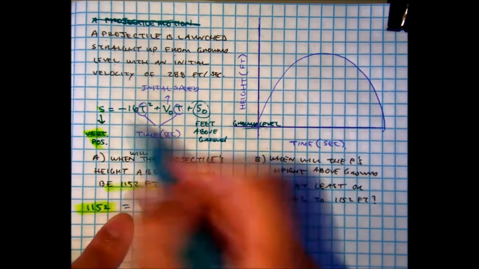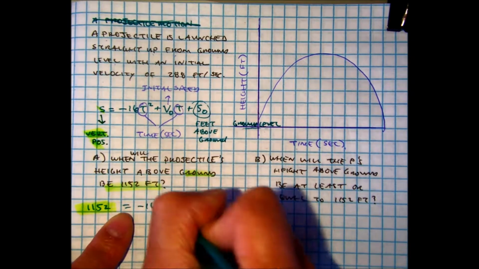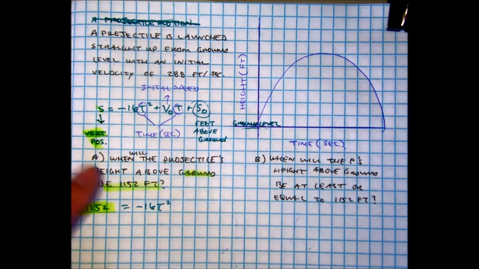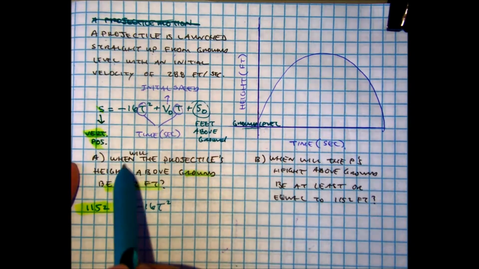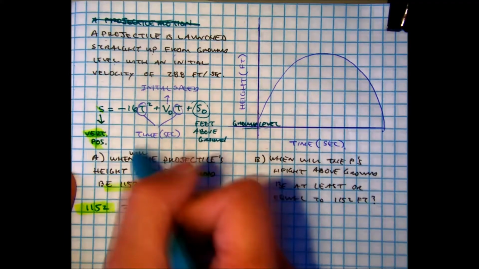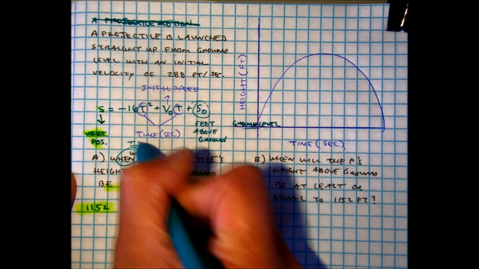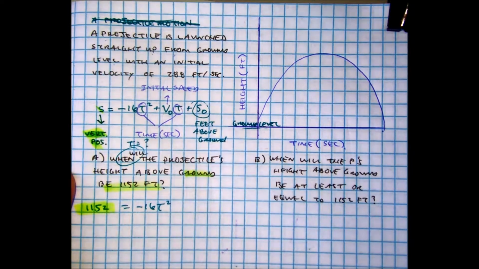Then I have the negative 16t squared. Did you notice where it says when will? When is a time question. When is measured in seconds. So basically here, this is what we're trying to solve for. T is equal to what?